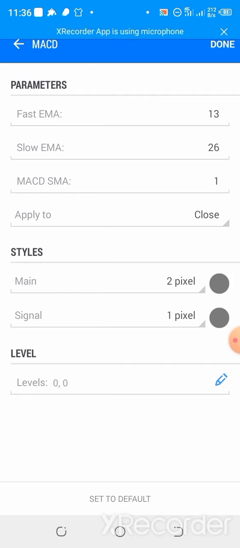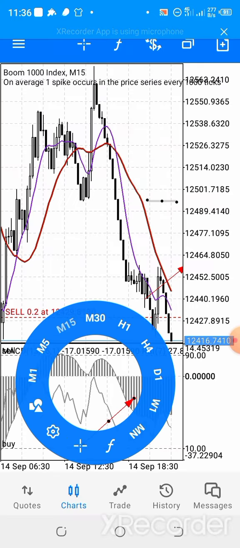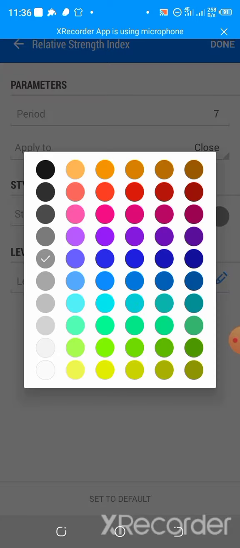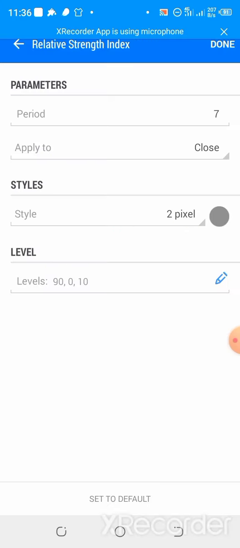We are not using this, actually. We're not using this color. The colors, actually, I just use something that will match with my background and then the color of the MACD. What we are interested in here is this period 7, okay? Sometimes I use 7, sometimes I use the 14. But for this, we use the 7.